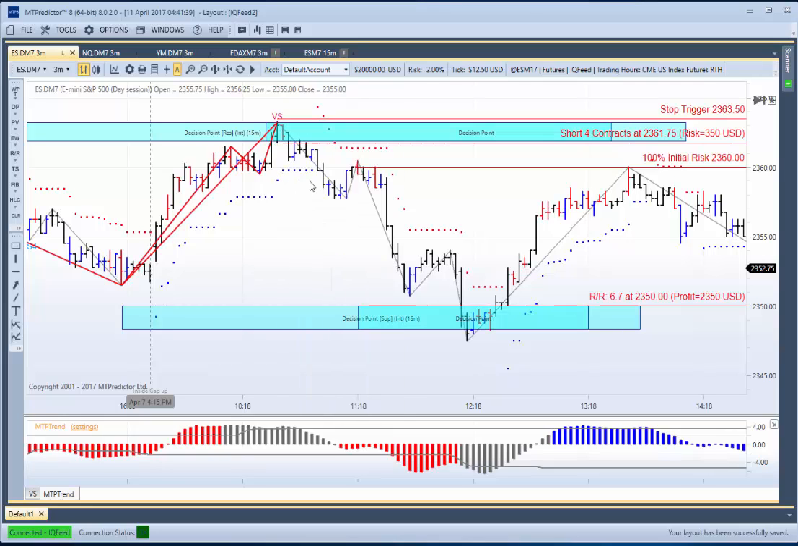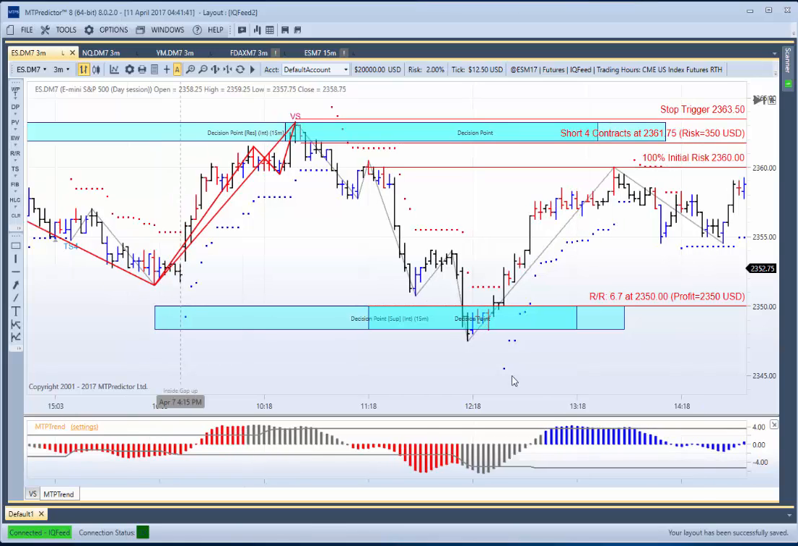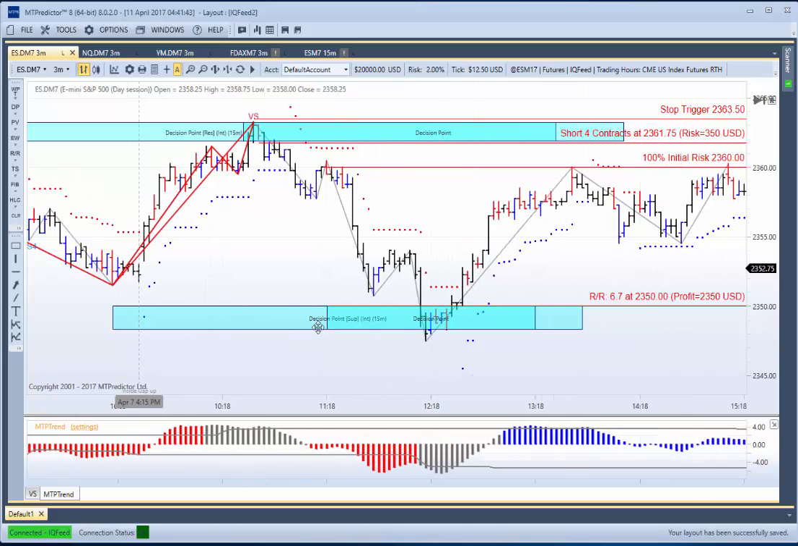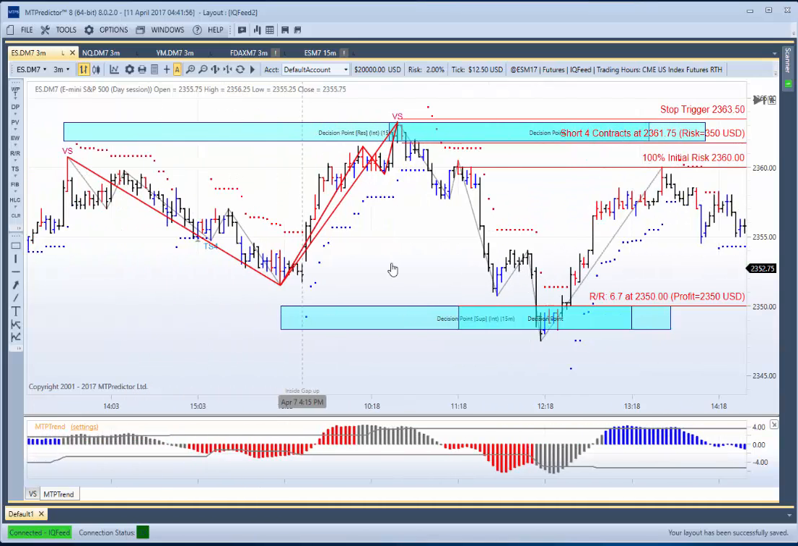We right mouse click, do the analysis. There's our target that actually coincided with the larger degree support zone, and in this case was a lovely 6.7R profit. This time turning an initial risk of about $350 into just over 2,300. But again, an absolutely lovely trade.